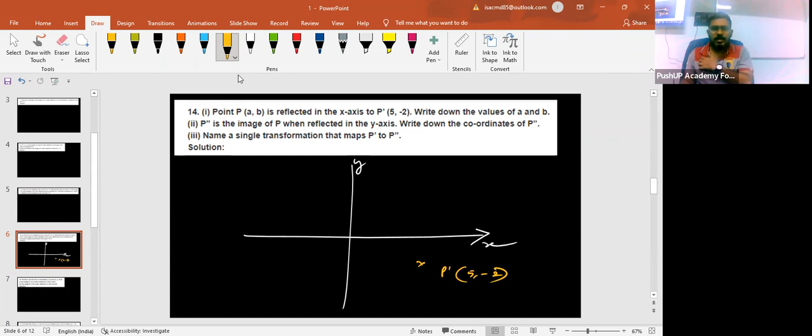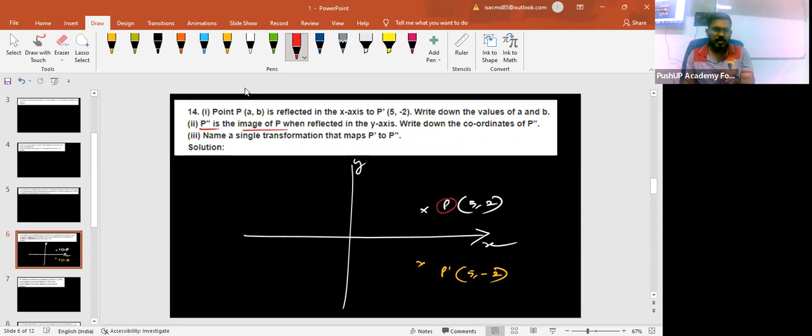Now it is getting reflected in the x-axis. So from which quadrant it must have come to the fourth quadrant? From the first quadrant, right? So I will plot P over here, which is 5 comma 2. Then children, the second question. I said minus 2, sorry. P double dash is what? The image of P.